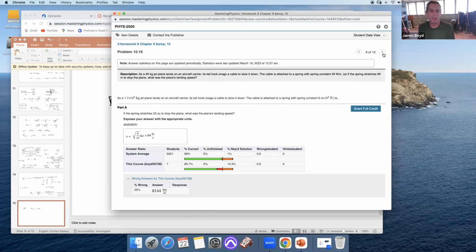Sorry. All right. This is a spring problem, and I wanted you to do this one because I want you to understand that there's a variety of things that we use as springs. In this case, a plane grabbing a wire on an aircraft carrier to slow it down.